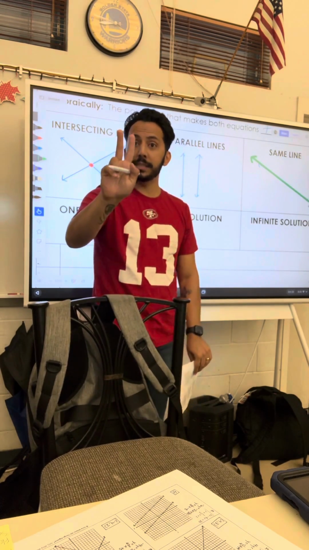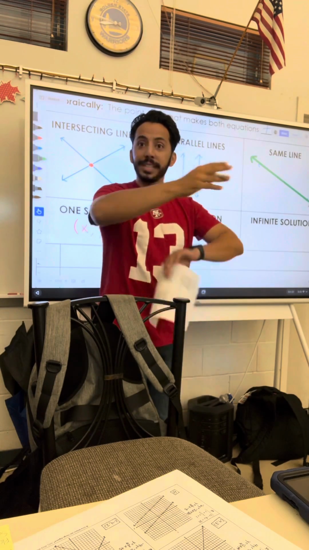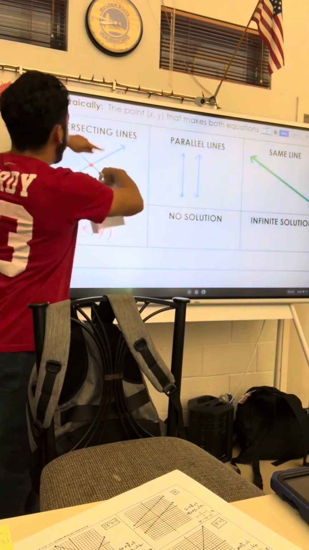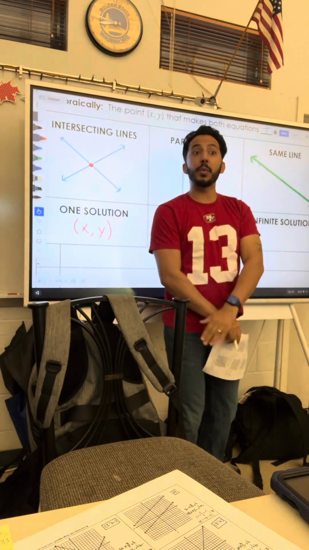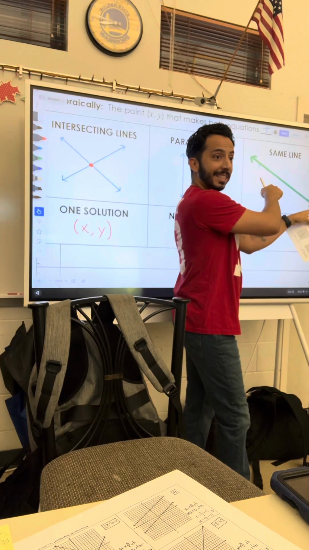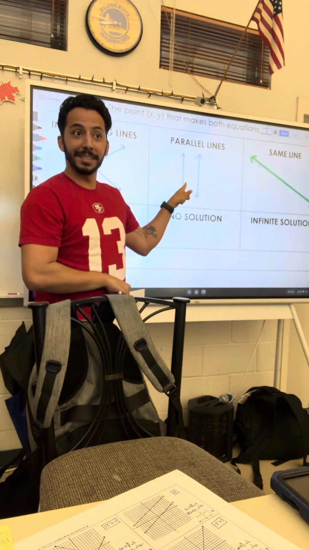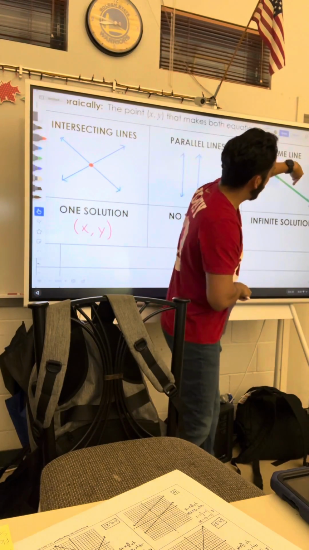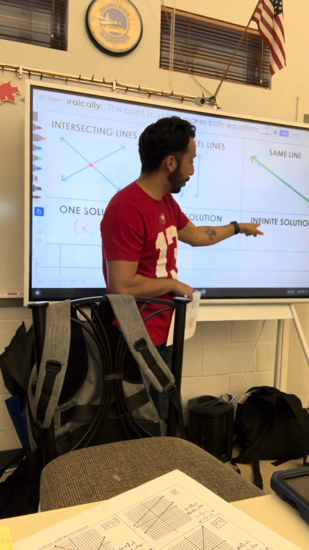Double, just 2 points? 3 times, 4 times? How many times do you think, so over here, they crossed at one point. If I draw a line and then I draw another one right on top, how many times does it cross? None? I think this is the none. But if I take this line and I put it on top, how many points does it intersect at? Yes. Infinite.